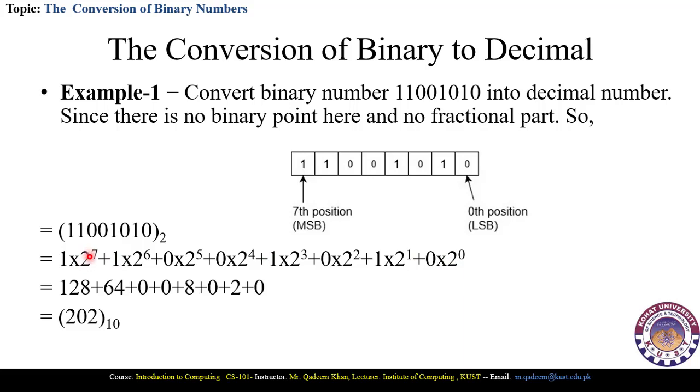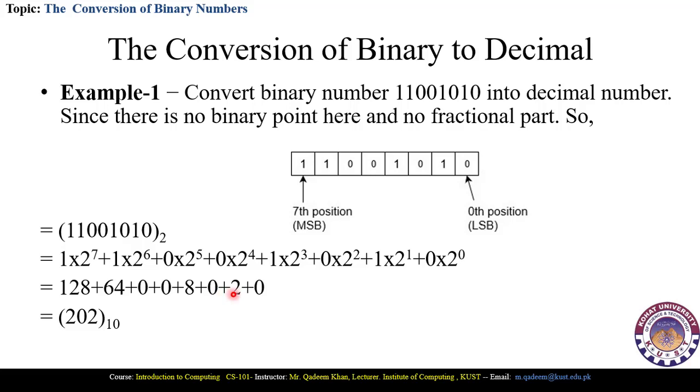So 2 raised to the power 7 is 128, and multiplied with 1 is 128. Similarly 2 raised to the power 6 is 64, because 2 2s are 4, 2 4s are 8, 2 8s are 16, 2 16s are 32, 2 32s are 64, and then multiplied with 1 is 64. Obviously anything multiplied with 0 is equal to 0, so this is 0 and similarly this is also 0. And this is 2 raised to the power 3, which is 8, multiplied with 1, it is 8. Similarly, this one will become 0, this one becomes just 2, and this is also 0.